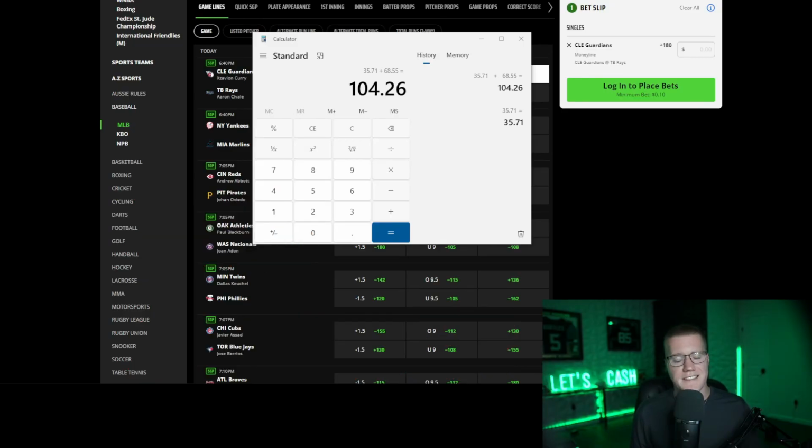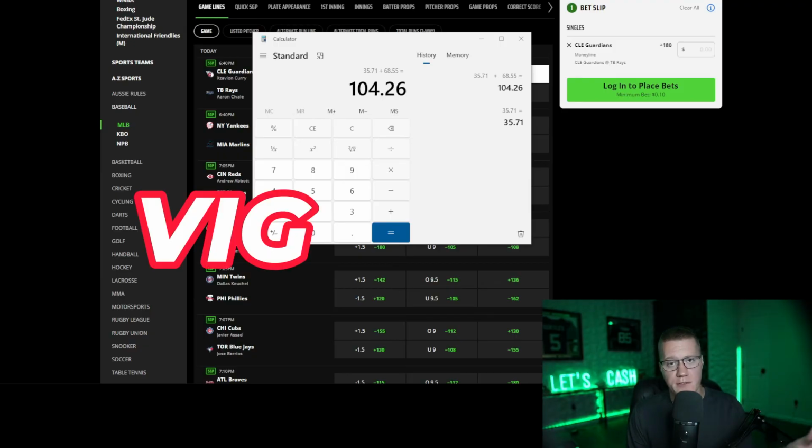Added juice or vig is exactly how the sportsbooks make their money. Let's think about this from another perspective. When you walk into a restaurant and let's say that you end up with a bill of $50, you know that you're not actually paying $50 once you get up and walk away. You're most likely going to pay a tip towards your server, right? Usually anywhere between 15 to 25%. Think about that tip or added gratuity as the exact same thing as vig or juice.